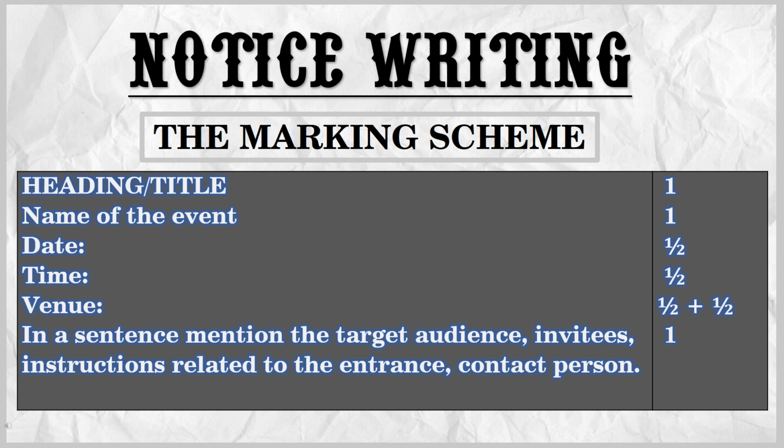I hope you remember why, because it is smaller venue, comma, the larger venue. So because it is divided into 2 parts and you have to mention both the parts, each part has half marks. So do not forget the formula smaller venue plus larger venue. And finally, in a sentence, you have to mention the target audience, the invitees, any instructions related to the entrance or contact person. All these together carry 1 mark. And overall, whether it is in the heading, title, name of the event or in the final sentence, do not make any kind of spelling errors or you will lose out on your marks.